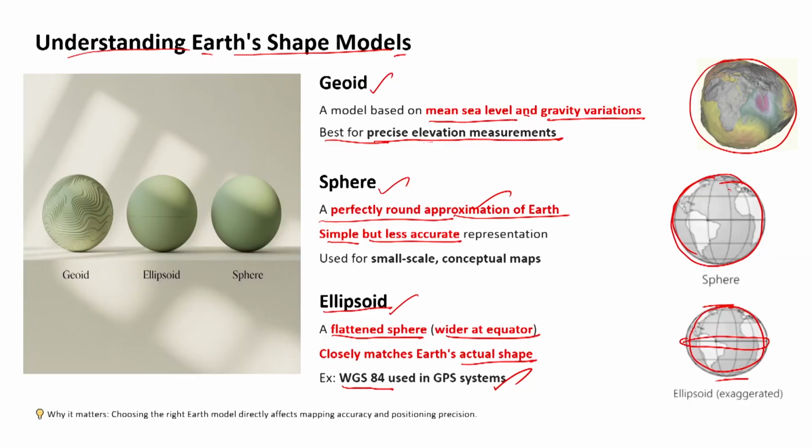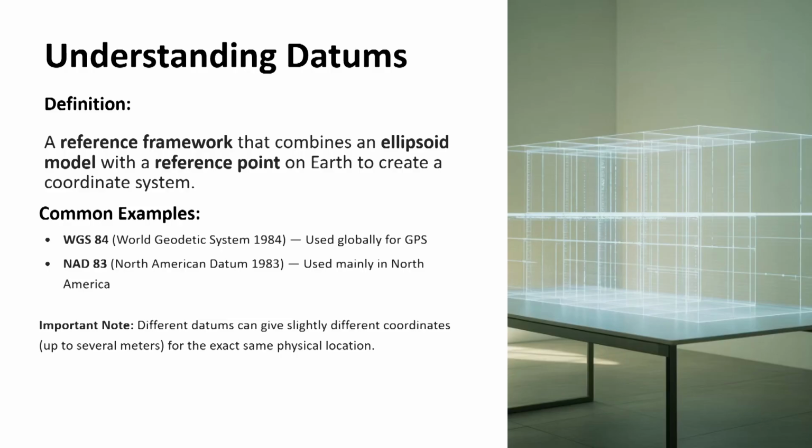Okay. So, if you have a clear understanding, then probably we can get a better output. So, next one is understanding datum. Datum is very simple, it is a reference framework that combines an ellipsoid model with a reference point, okay, in order to create the coordinate system. It is a reference framework.